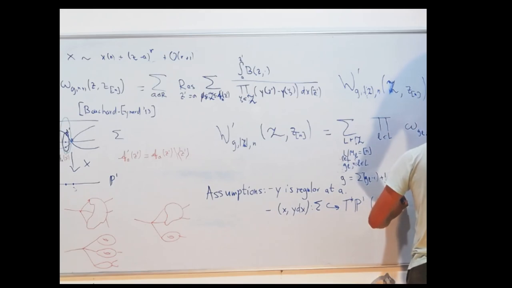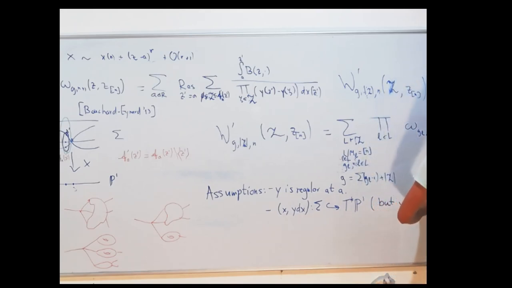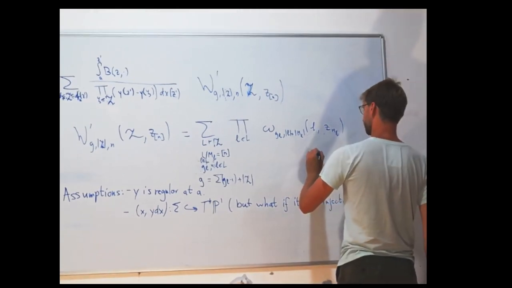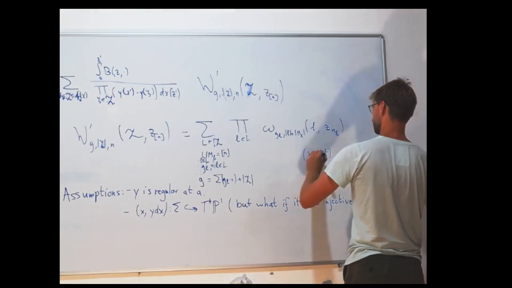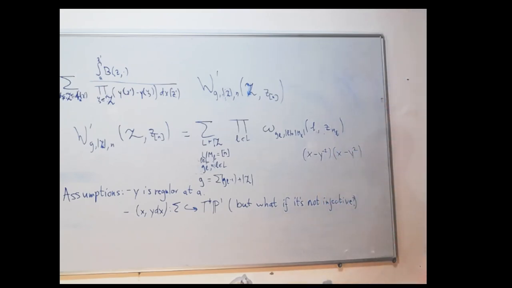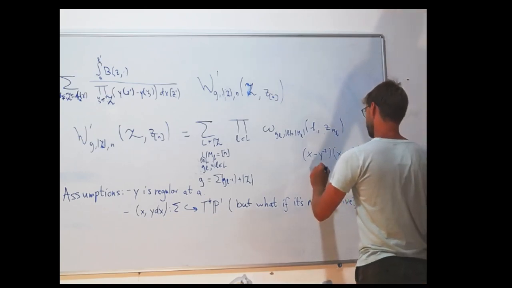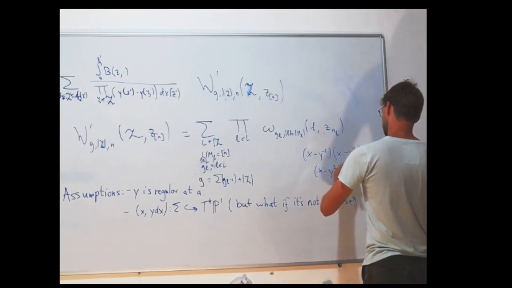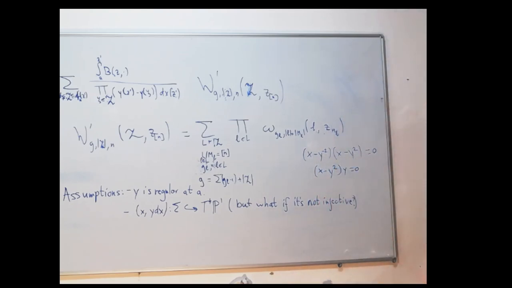But what if it's not injective? So think about maybe a curve of the shape x minus y to the minus 2 times x minus y squared, something like this. This is a perfectly well-behaved curve, of course, equals 0. And you may wonder if topological recursion does anything for this. Or even, nice example, I like this one, just this. Again, this is reducible, but it's perfectly well-defined as a curve.